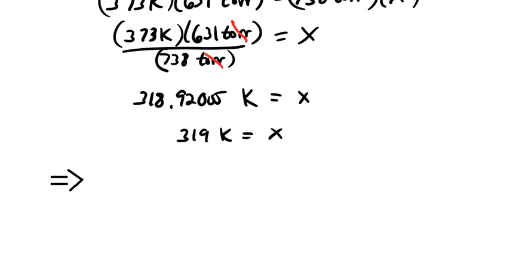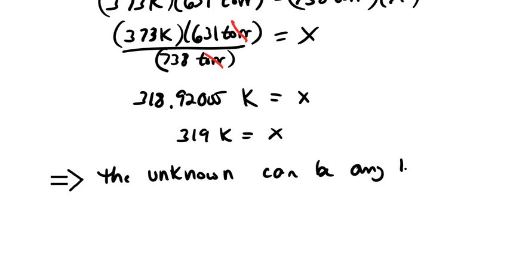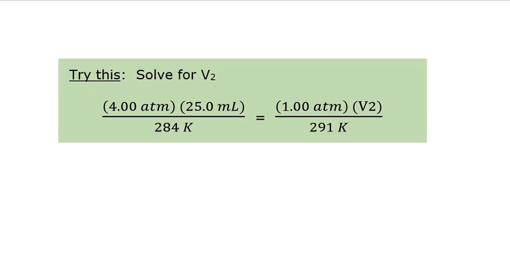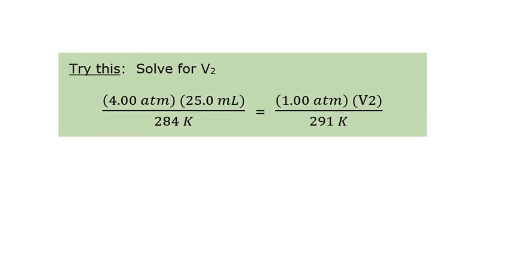All right, and please do remember that the unknown number can be any letter. And now we're going to do some examples with letters other than x. In fact, I'm going to have you solve them first. The first one is this, try this.